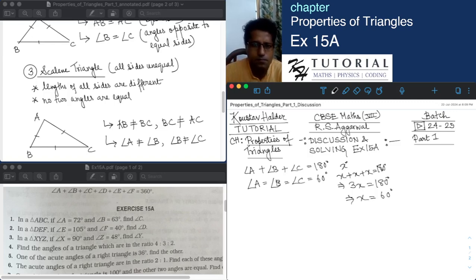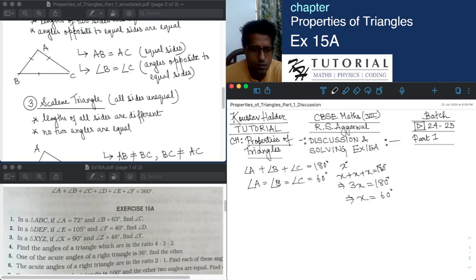And this also implies that all the angles of the scalene triangle will also be unequal. That is, no two angles are equal. So we have AB not equal to BC and BC not equal to AC. This also implies that AB not equal to AC. And of course, none of the angles are equal. No two angles are equal. So we have angle A not equal to angle B not equal to angle C, and angle A not equal to angle C. That is, all the angles are of different measures.